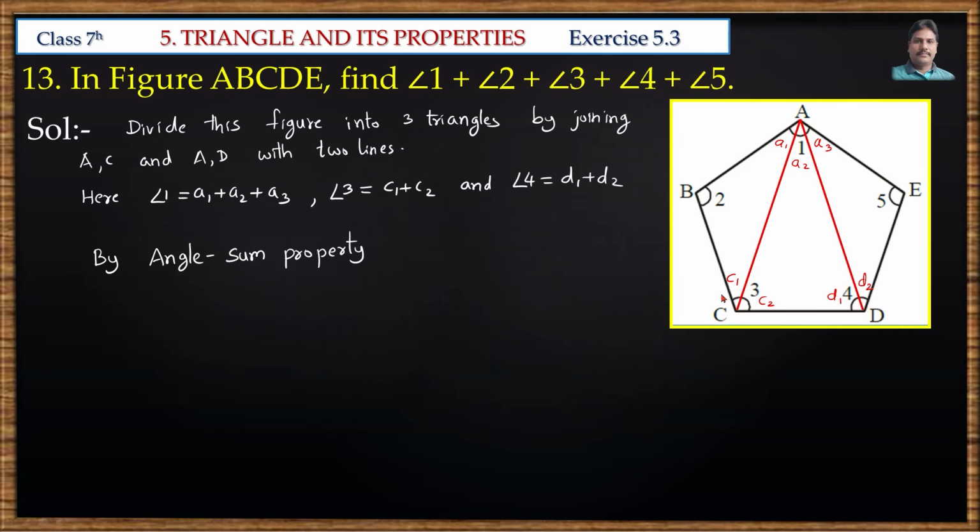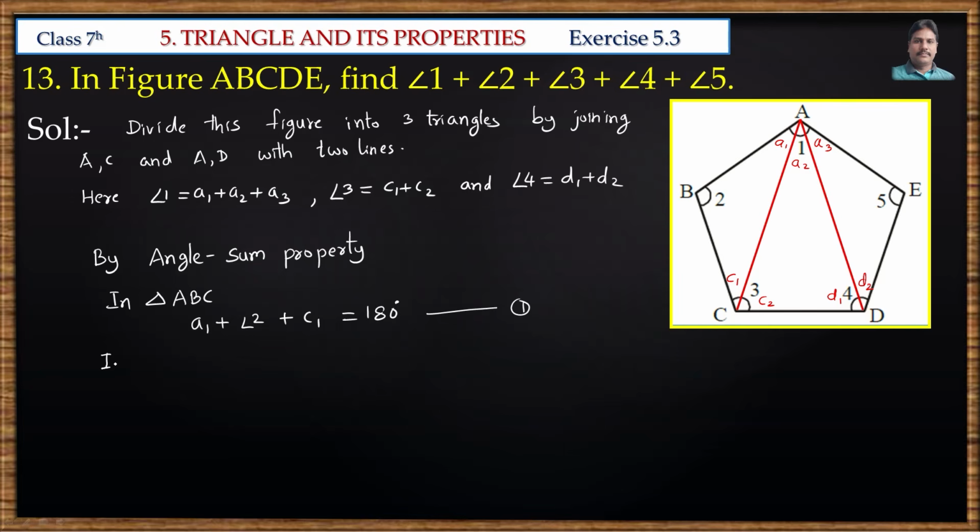Take triangle ABC. The three angles are A1, angle 2 and C1. The sum of the angles will become 180 degrees. In triangle ABC, A1 plus angle 2 plus C1 is equal to 180 degrees. Say it as equation 1.